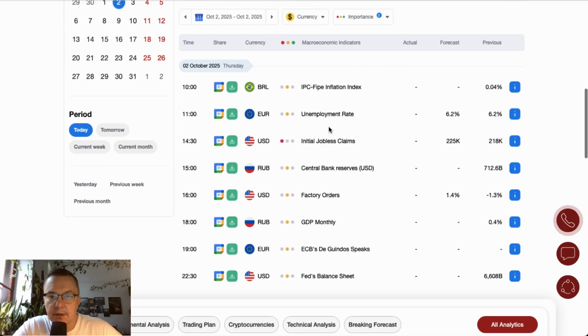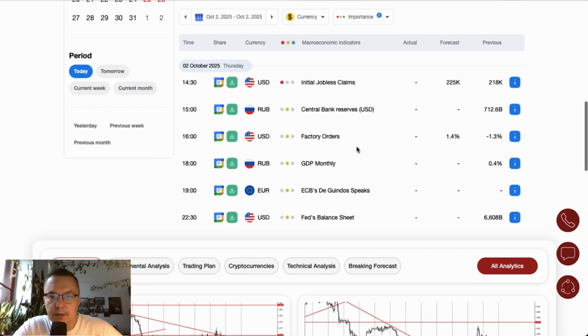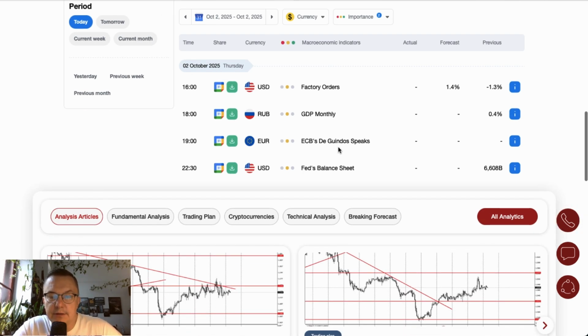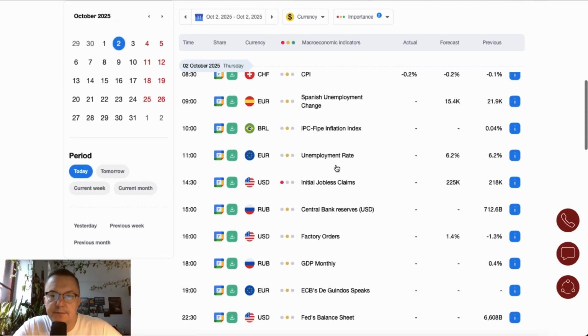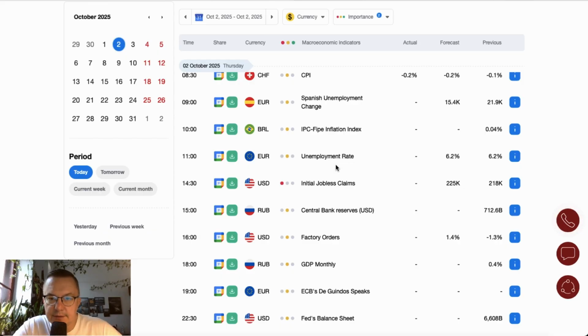Unemployment rate in Eurozone is scheduled for release at 11 o'clock. And then we got initial jobless claims, the major event of the day. The initial jobless claims from the US is scheduled for release at 2:30. Central bank reserves in USD from Russian Federation is scheduled for release at 3 o'clock. At 6 o'clock, GBP monthly is released as well. Factory orders from the US will be released in the meantime at 4 o'clock. And then we got ECB de Guindos to give a speech at 7 o'clock. And at 10:30 we got Fed's balance sheet. So very light day in terms of the data release, initial jobless claims, major event of the day.